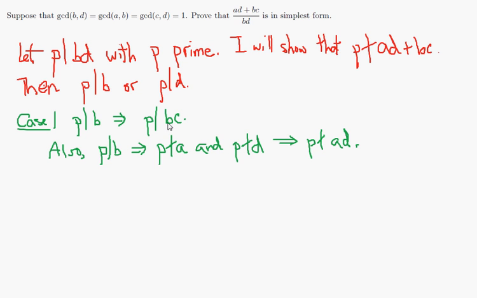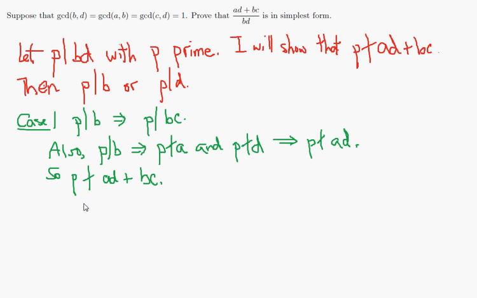Okay, so p divides b times c, p does not divide a times d, and therefore you should convince yourself that these two statements imply that p does not divide a times d plus b times c. B times c is a multiple of p. A times d is not a multiple of p, so I cannot factor a p out of the right-hand side. And so p does not divide a times d plus b times c. Okay, so that's case 1, if p divides b.